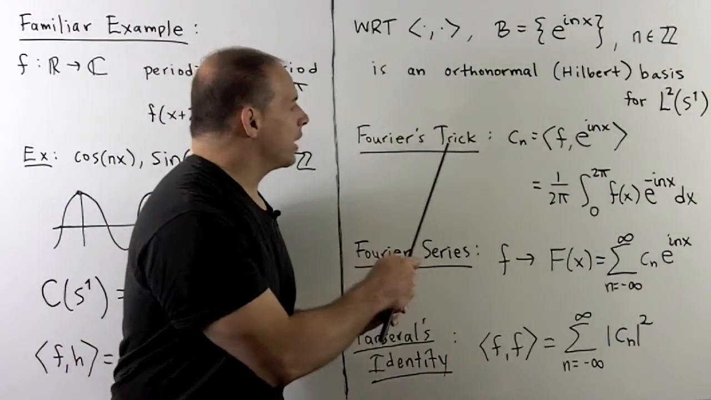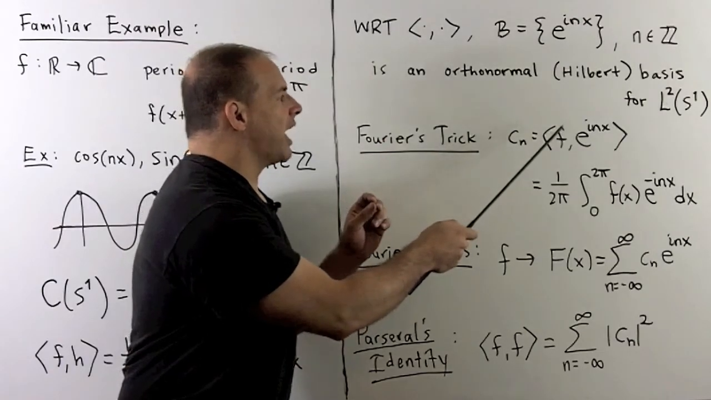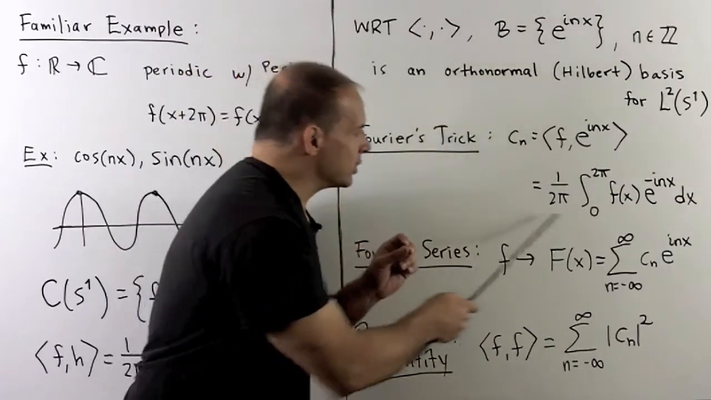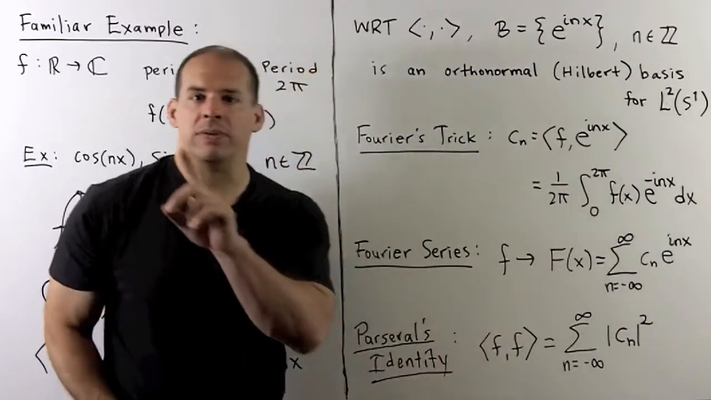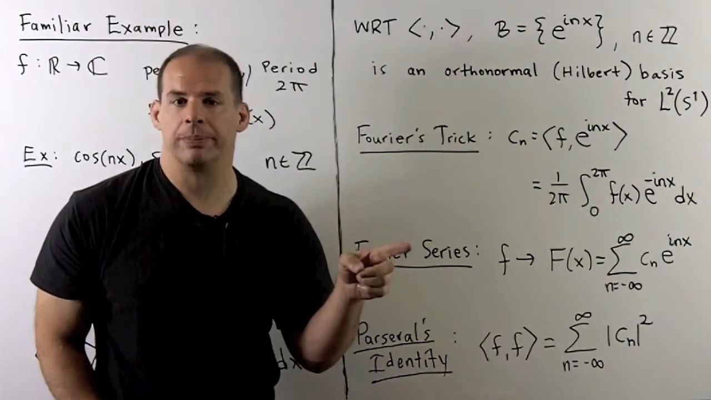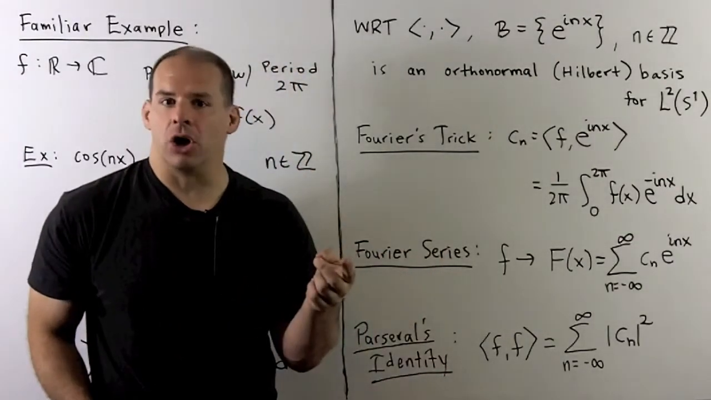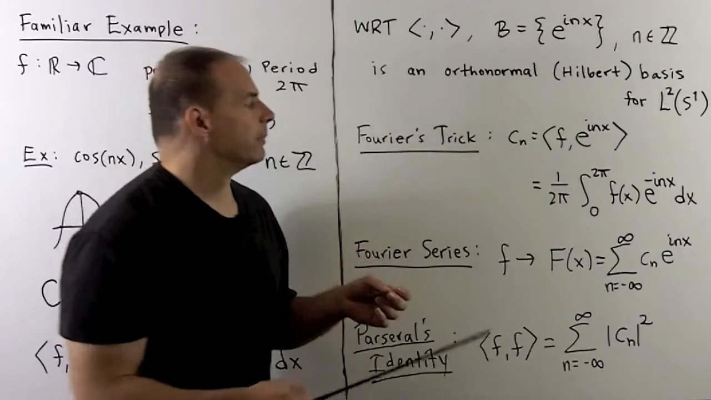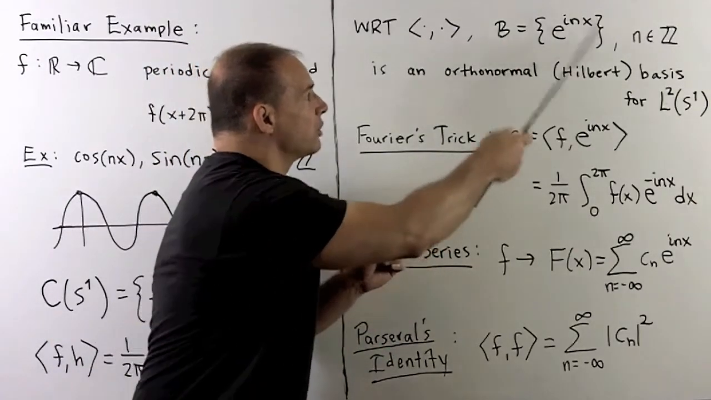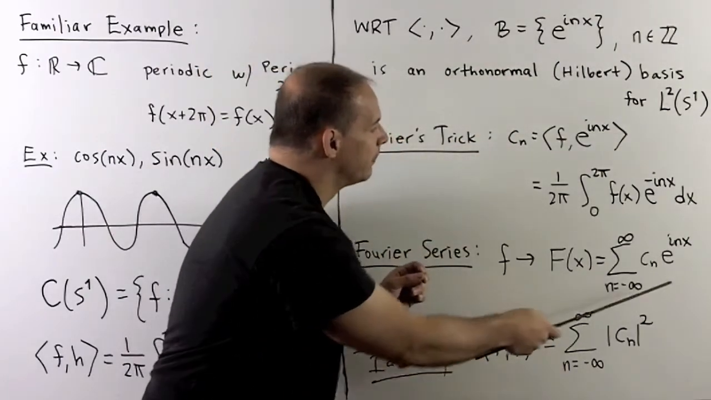Now, Fourier's trick: for c sub n, we take the inner product of our function f with the nth basis vector. That's going to be given explicitly by this formula. What we've done is take a function and assign it to a sequence of complex numbers. With this sequence, we could try to reassemble the function into what we call a Fourier series. The idea is we take each of these coefficients and match them with the vectors from the orthonormal basis. It's going to give us a series as follows.